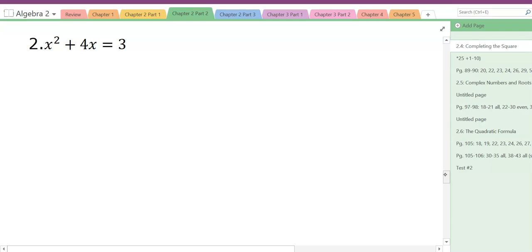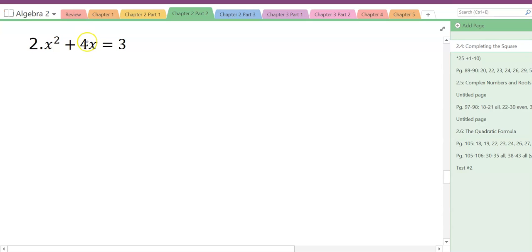The thing that might look different for these ones is that instead of just giving you the x squared and the x term, there will be an equal sign and there may be a number on the other side of it. So I'll show you how we handle this one, which says equals 3. I'm going to show you how to handle that. But you're going to start just like we did before.